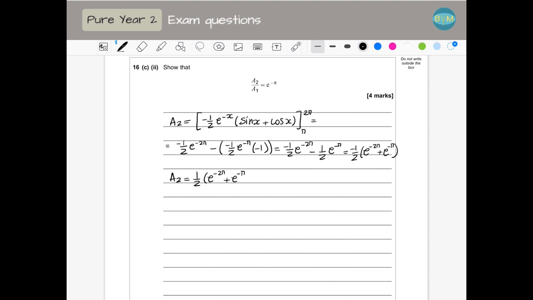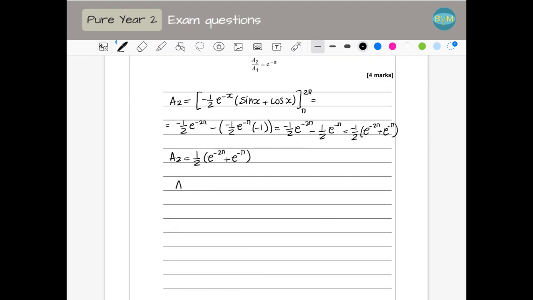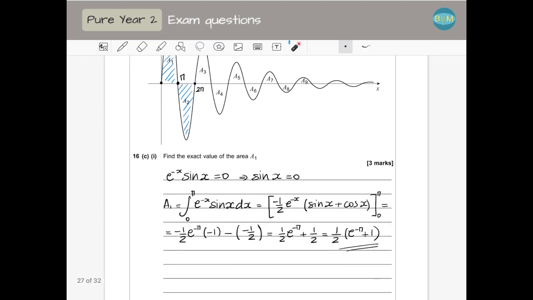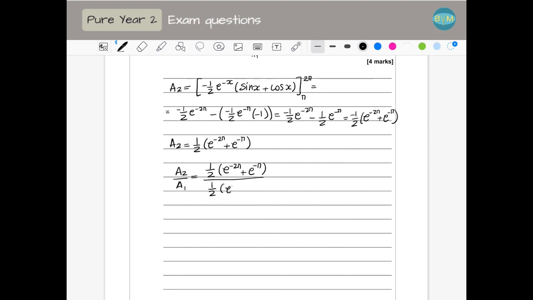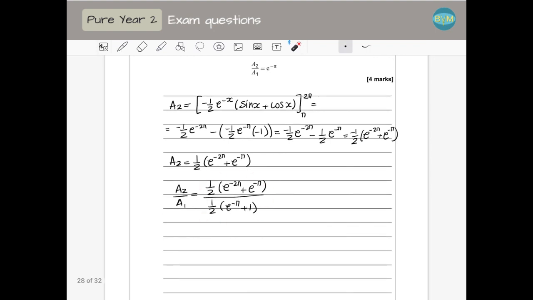And now we can find the division between A2 and A1. So A2 is this expression here, e to the power of minus 2 pi plus e to the power of minus pi, divided by A1, that we have here, e to the power of minus pi plus 1. And we have that this expression must be e to the power of minus pi. So we have to think a bit how we can simplify it. To start with, we can cancel the 1/2.